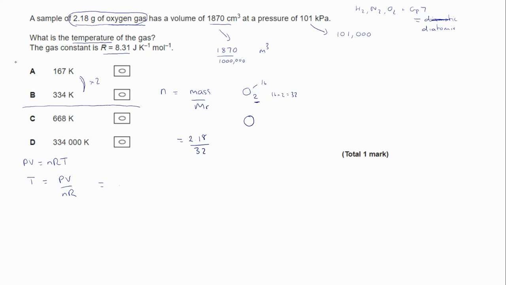So if I put all of this in my equation now, the pressure is 101,000 times by my volume, which is, where's my volume gone? Right, 1870 over a million. And then my n is my 2.18 over 32 times by R, which it gives you in the question, is 8.31. And if you stick all of that in your calculator, you will come out with answer B.